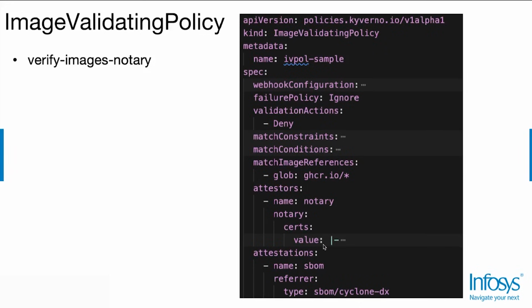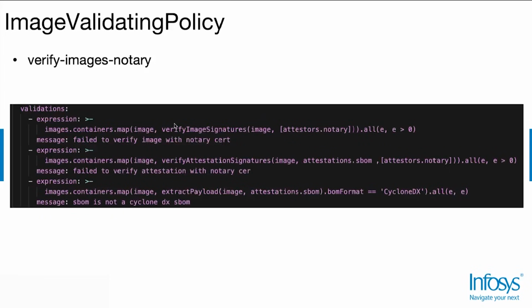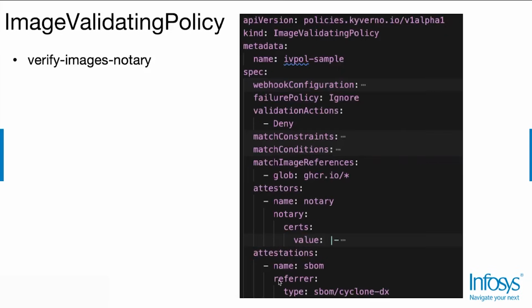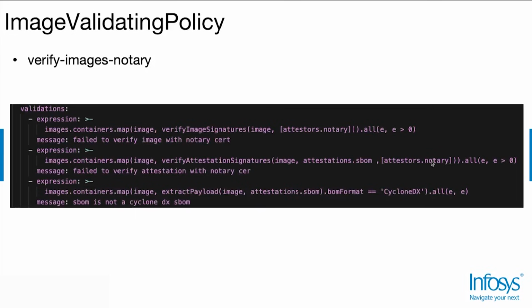And the second condition is the expression I'm checking. All the container images must have a signature attached for your attestation with the type SBOM. Remember, we have the attestation SBOM defined with a specific referral type, SBOM cyclone DX. So here I'm checking that all of your container images have the attestation signature as well. If your image doesn't have the attestation signature, then I'm going to fail your resource creation or update.